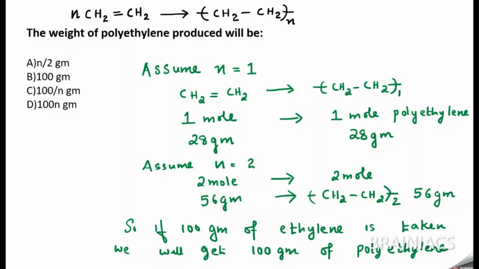So I can say whatever mass you are taking as reactant, you will get the output also the same mass. The reason for that is during the reaction only double bond is getting converted to single bond. There are no other changes. No atoms are added or removed. So my answer should be 100 gram.